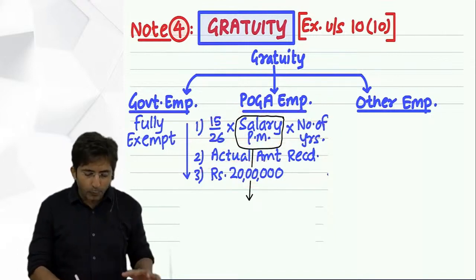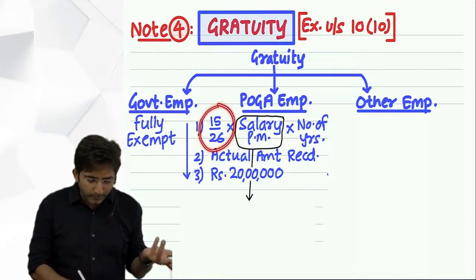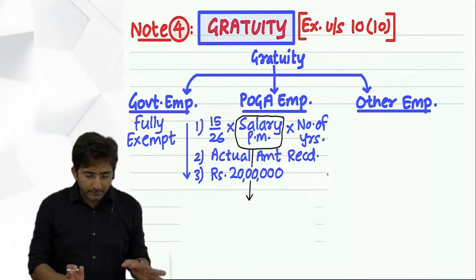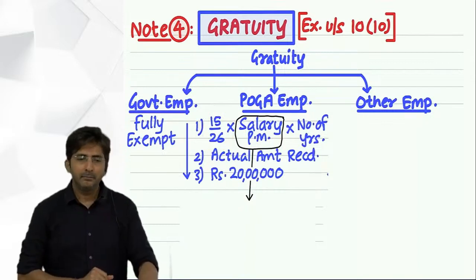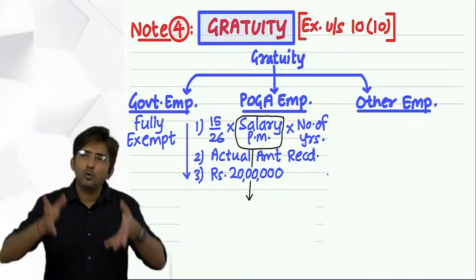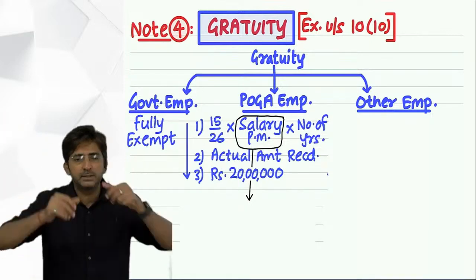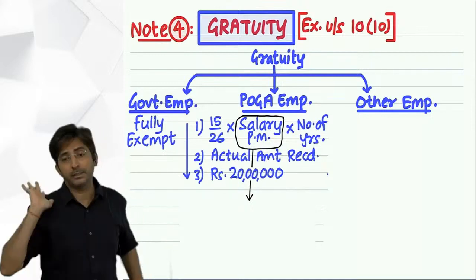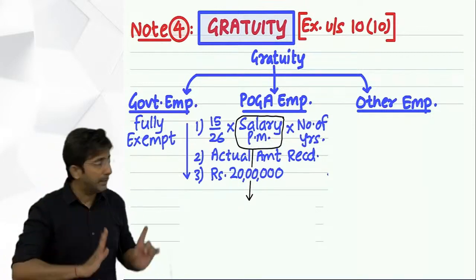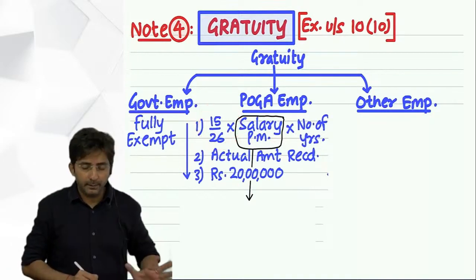Now, you know, in this formula, what will irritate you? 15. What is it, 15 upon 26? See, if I ask you to memorize it, it is not a big deal, you will do it. But this way, if you keep memorizing, there are so many things to memorize. One day you will get irritated and you will start hating the subject. You will love the subject when you know the logic. So, I will explain the logic of this 15 upon 26, okay?